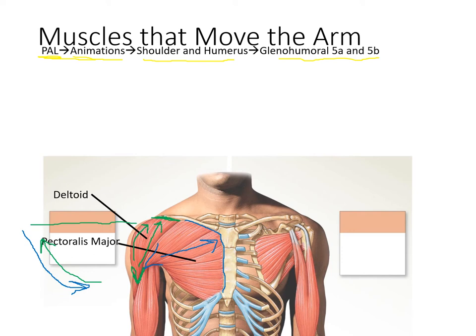Pretty much if you were to take your hands and put them on your hips, your shoulders have to rotate in order to allow your hands to touch your body. And so the pectoralis major rotates your arm at the shoulder so you can put your hands on your hips.